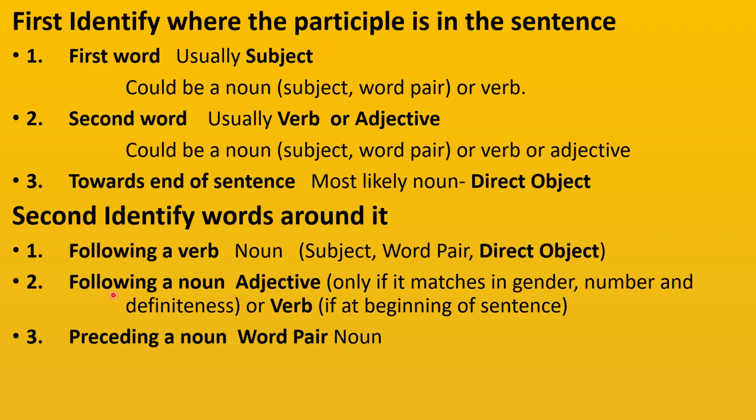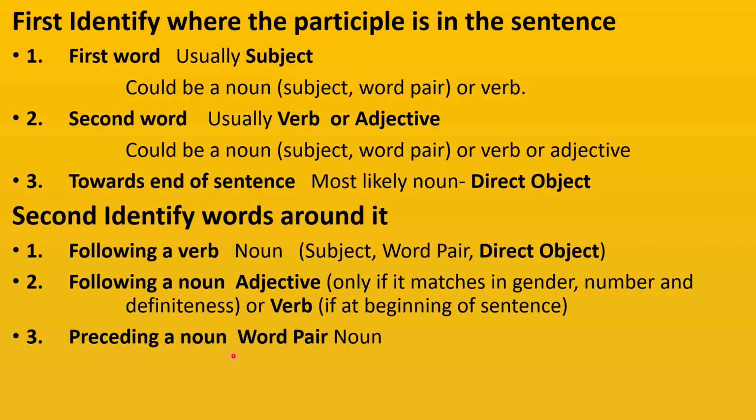If it follows a noun, this is generally a little easier to identify. If it follows a noun, it's most likely an adjective, but only if it matches in gender, number, and definiteness. If it doesn't match, then it's most likely the verb, if it's at the beginning of a sentence following a noun. So again, just process of elimination. We'll get lots of practice to see all of this in action.